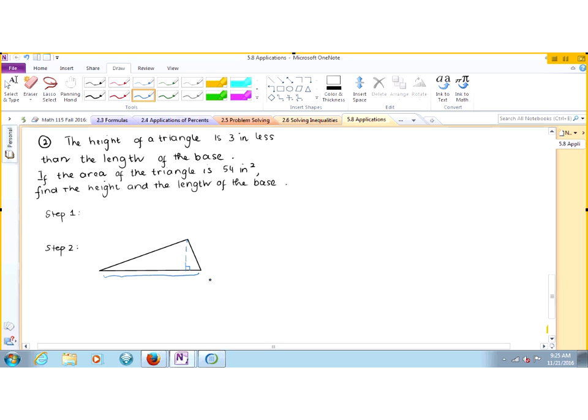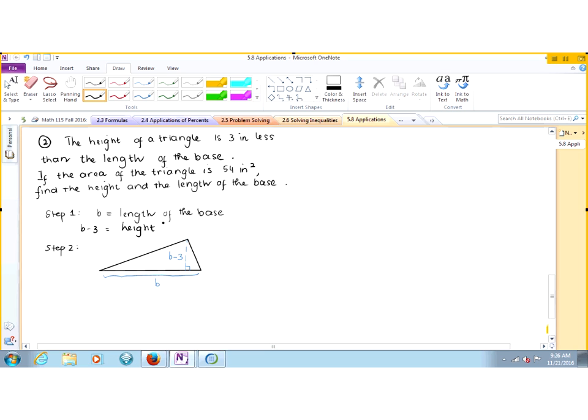Height is 3 inches less. That's right. So what do you want to call the base? X minus 3? Okay. Or you want B? B minus 3? Yeah. So what is B? B is the base, the length of the base, right? What about h? What about b minus 3? That is the height. All right. Good.